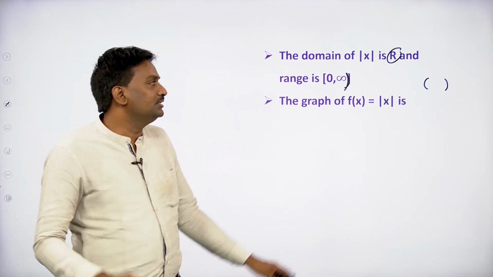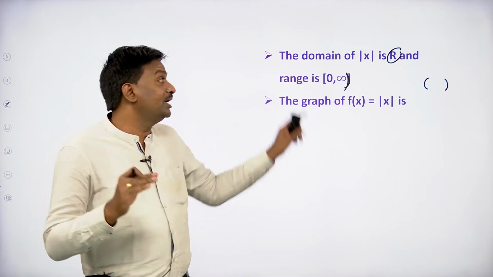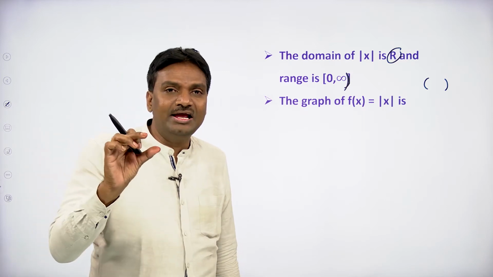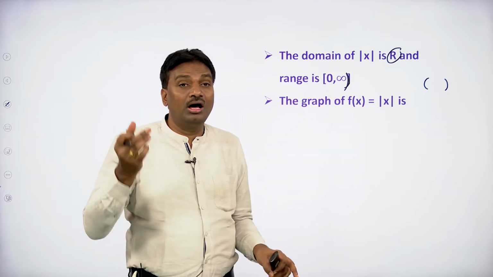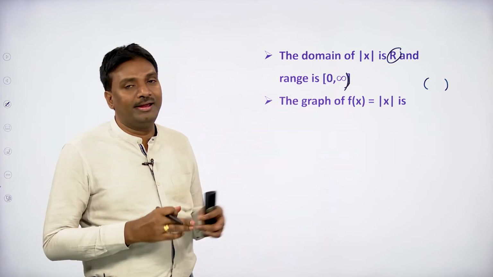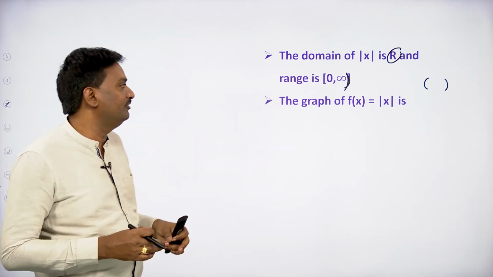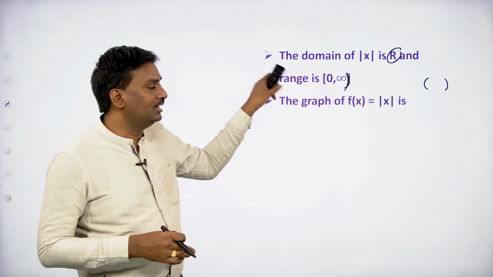Finding the domain means finding the values of x. Finding the range means we have to take the set of all images of all elements of the domain. So the domain of mod x is capital R and the range is 0 comma infinity. Now we can take the graph of mod x. So take the screenshot of this slide.